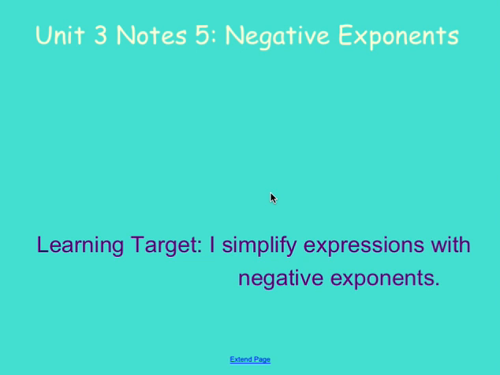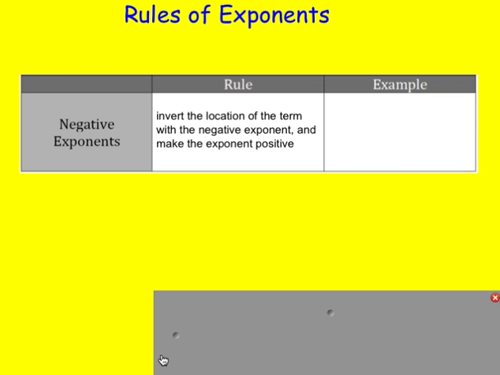Today we're going to be doing Unit 3, Notes 5, talking about negative exponents. So we're going to learn what to do when you find negative exponents. Alright, so let's take a look at negative exponents. You're going to invert the location of the term with the negative exponent to make the exponent positive.